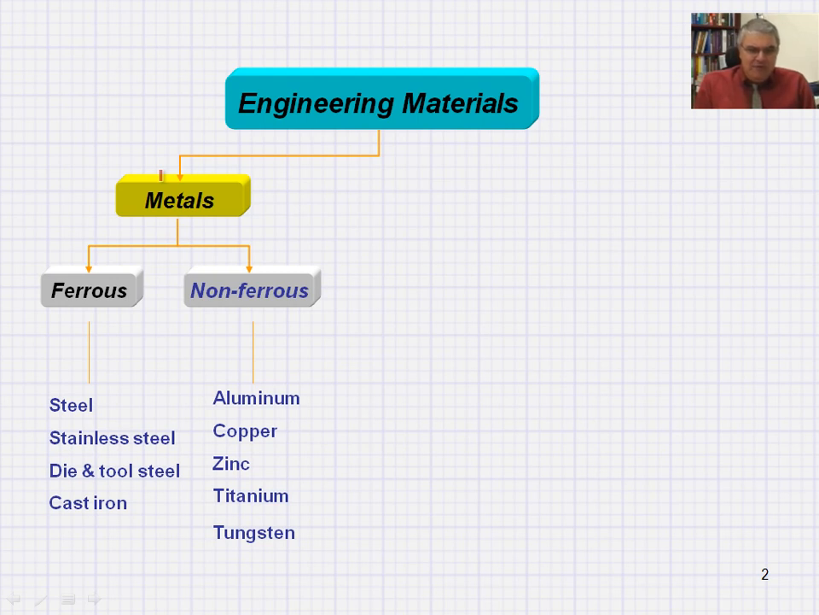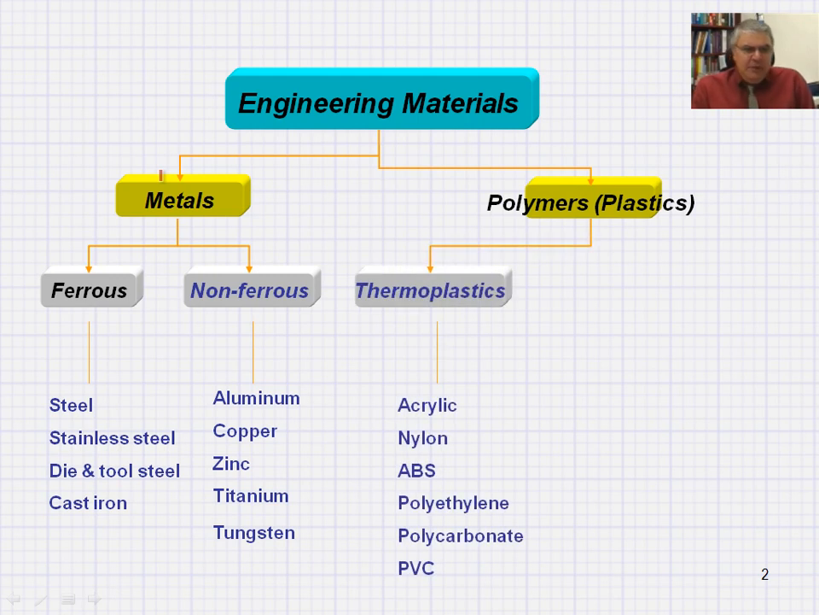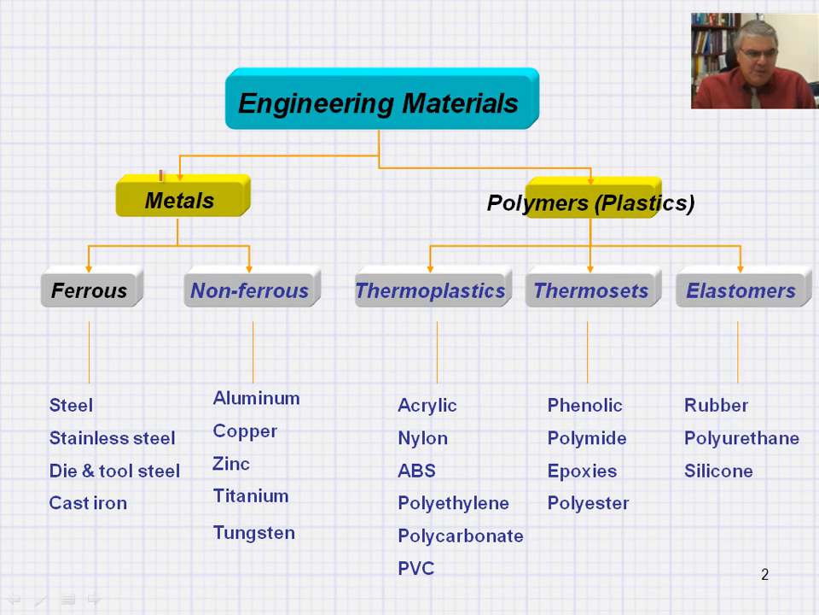And examples of non-ferrous metals, which I'm sure many of you are familiar with, are aluminum, copper, zinc, titanium, and so on. Polymers also include a major category of engineering materials. They are divided into three major categories: thermoplastics, thermosets, and elastomers, and some examples from each category are given here. For thermoplastics, almost everybody is familiar with PVC and nylon. Thermosets include epoxies and polyesters.